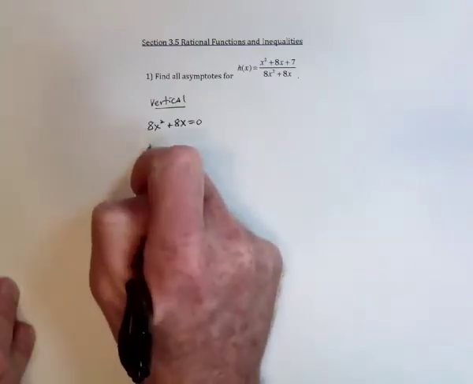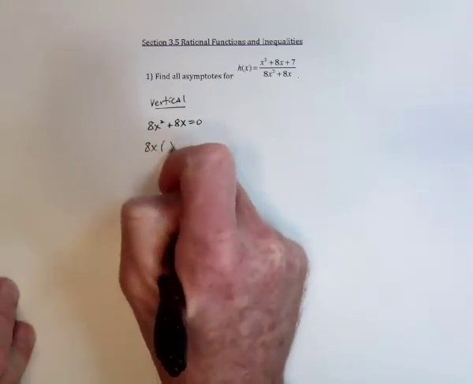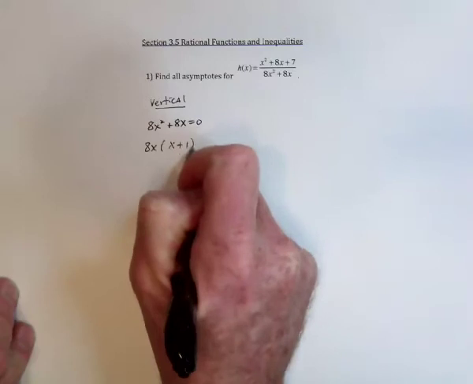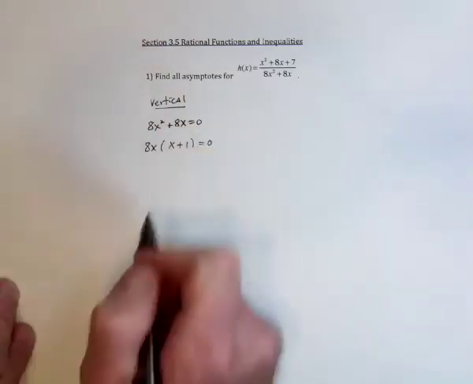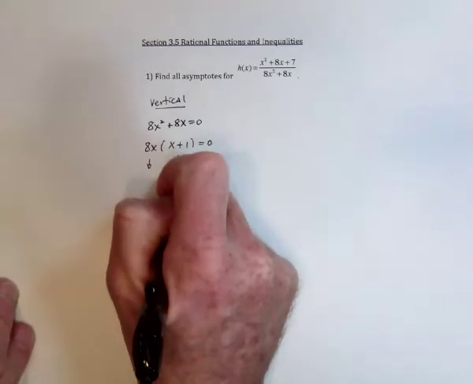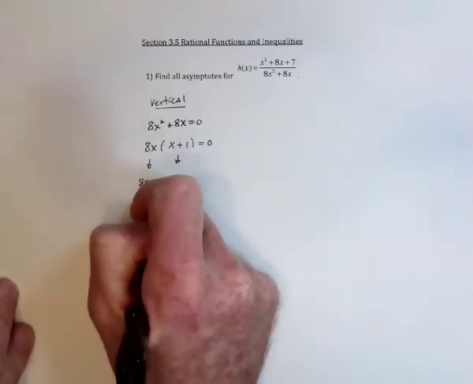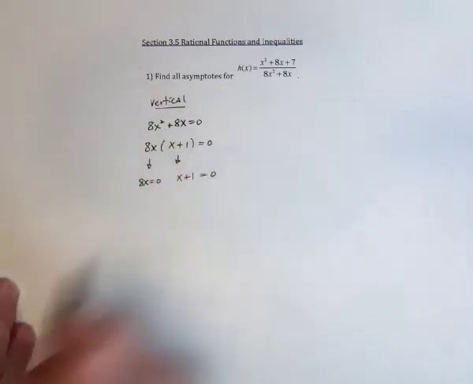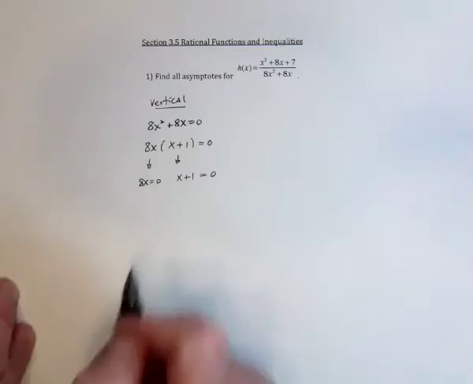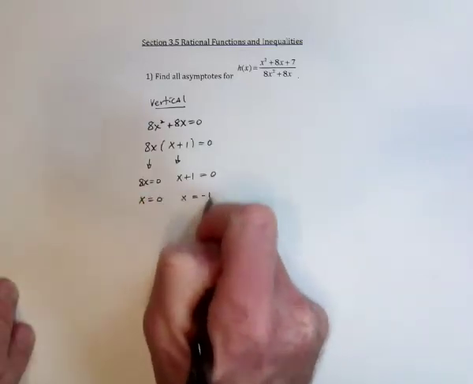And then I'm going to factor this one. So factor out an 8x, it leaves x plus 1 equal to 0. Set each factor equal to 0. And from this one we get 8x equals 0. And x plus 1 equals 0. So the two solutions are x equals 0 and x equals negative 1.